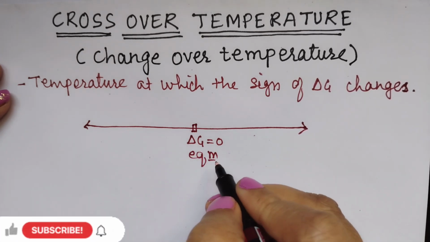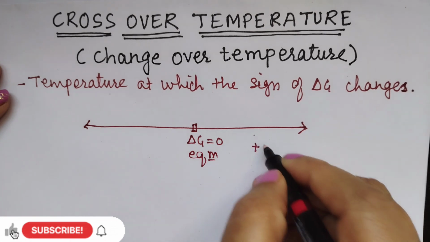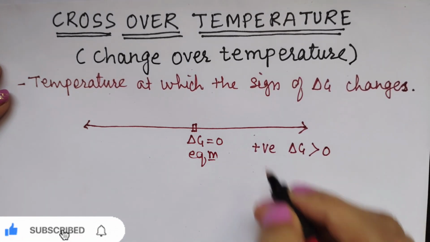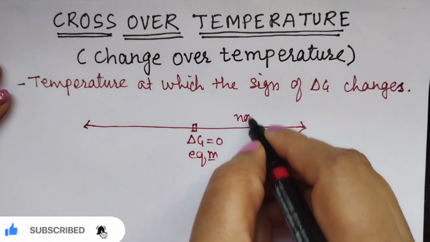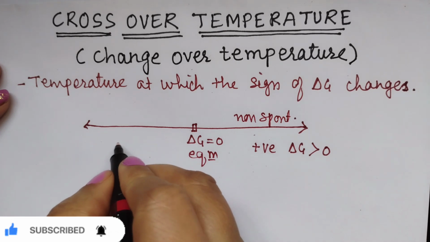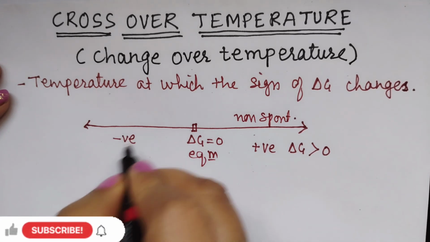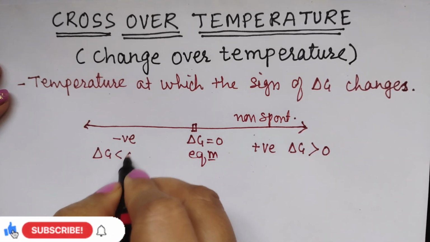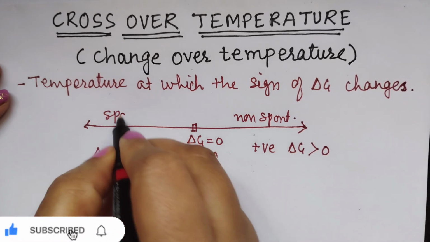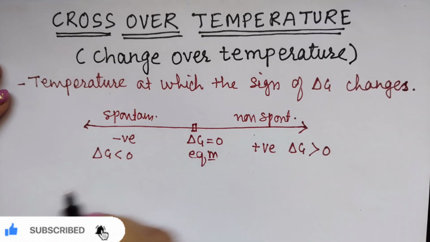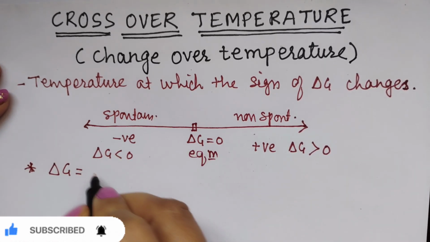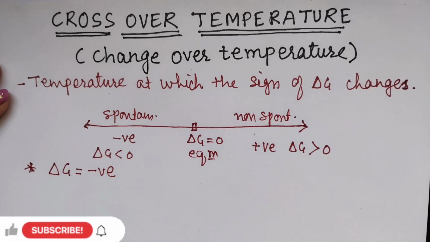If the sign of delta G becomes positive, means delta G value is greater than 0, then we call those reactions as non-spontaneous reactions. Whereas if the sign of delta G is negative, means delta G is less than 0, then we call those reactions as spontaneous reactions. So students, for a reaction to be spontaneous, the sign convention for delta G should be negative.